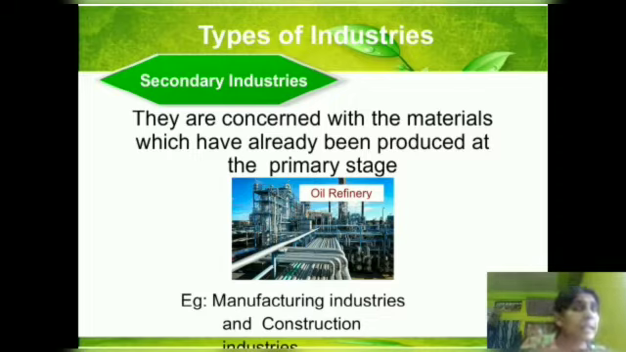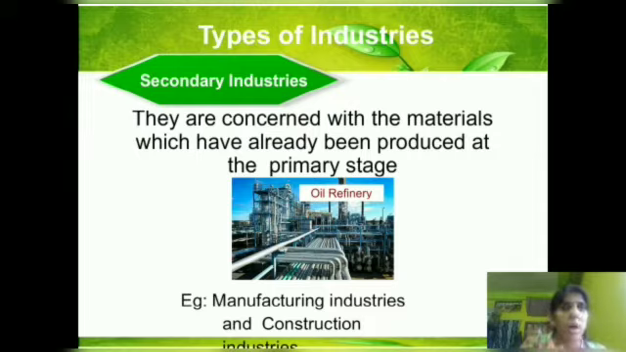Now moving on to the second category, the secondary industry. Now see, they are concerned with the materials which have already been produced at the primary stage. Means already the materials are produced. Now they are just going to convert them into final consumption. These are concerned with using the materials which have already been extracted at the primary stage. Now these industries will just make these materials into use for final consumption. Means they will further process it and they will make it ready for you to consume.